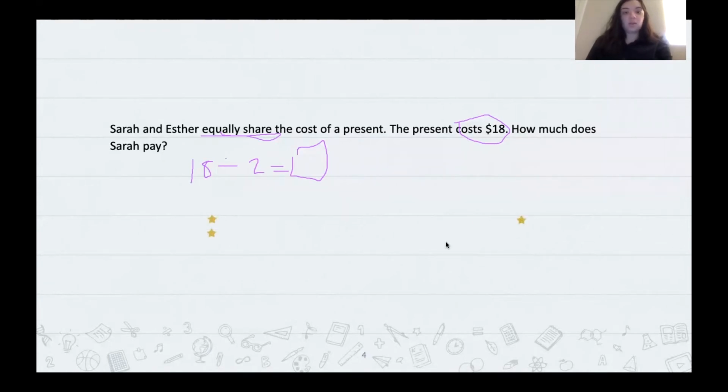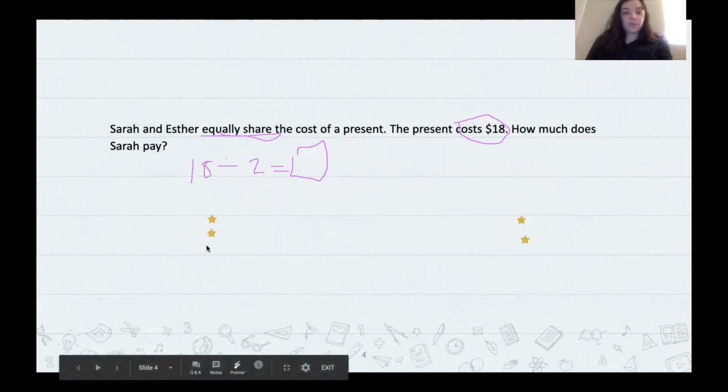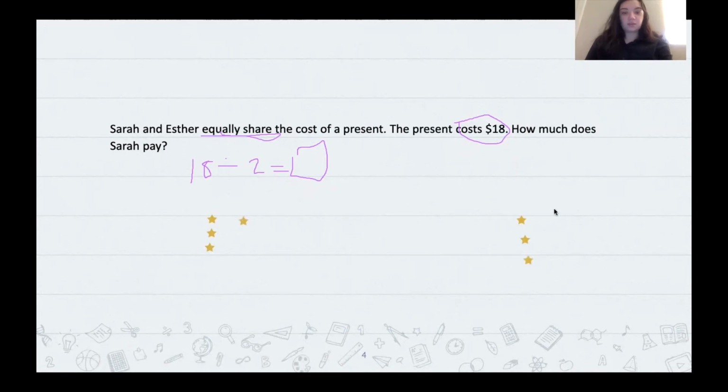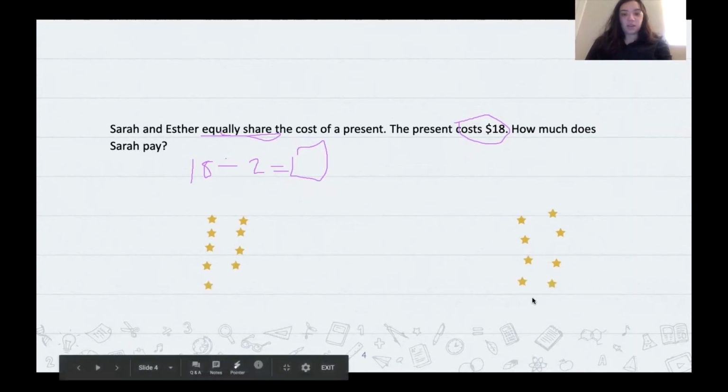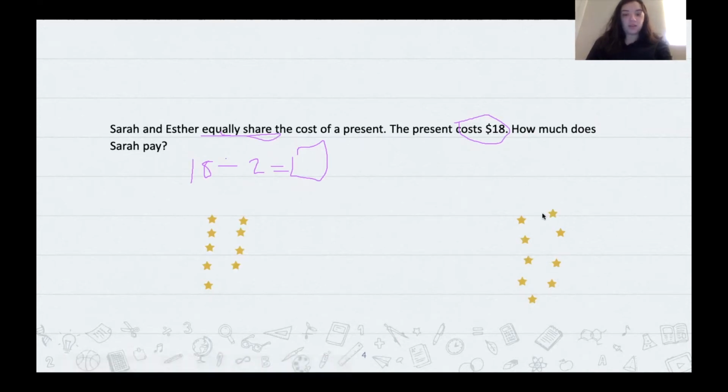So 1, 2, 3, 4, 5, 6, 7, 8, 9, 10, 11, 12, 13, 14, 15, 16, 17, and 18. So I have 1, 2, 3, 4, 5, 6, 7, 8, 9, and 1, 2, 3, 4, 5, 6, 7, 8, 9. So each person is going to pay $9 for their share of the present.